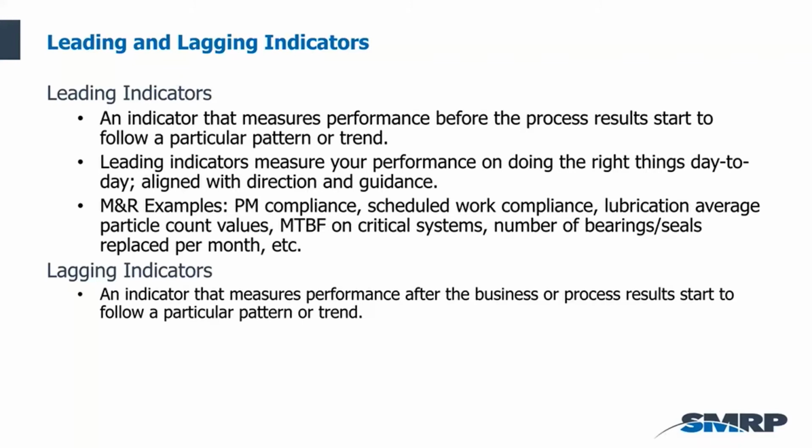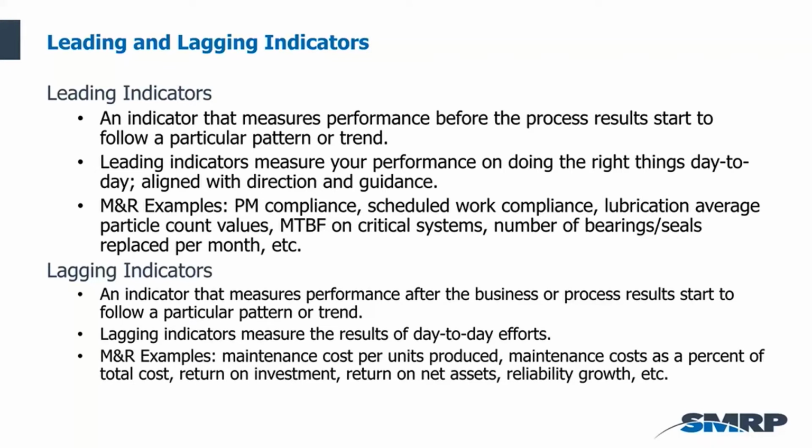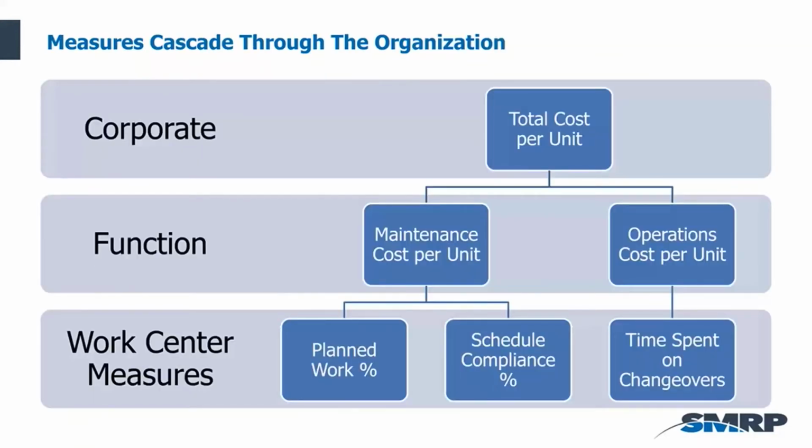Lagging indicators, on the other hand, are indicators that measure performance after a business or process results start to follow a particular pattern or trend. Lagging indicators measure the results from the day-to-day efforts. And some examples of lagging indicators might be something like maintenance costs per unit produced, could be maintenance costs as a percentage of total cost, return on investment, return on net assets, or reliability growth for a system or a piece of equipment.